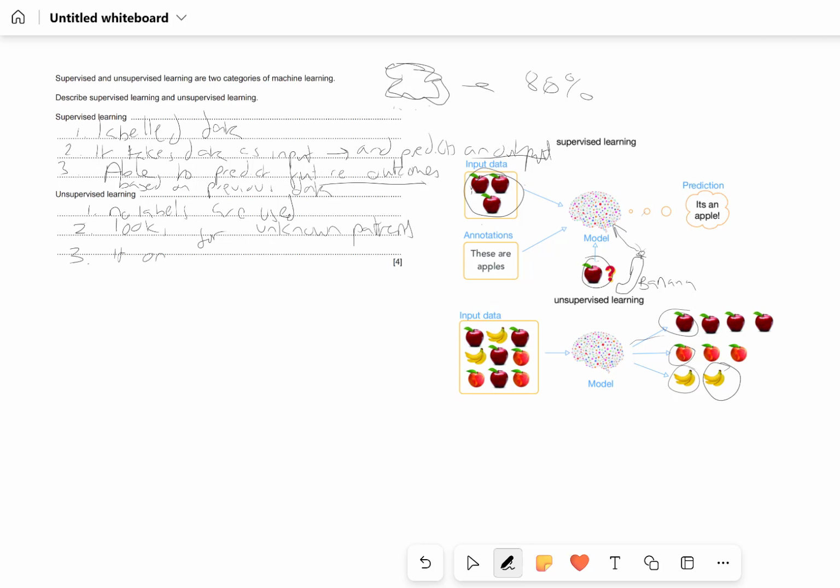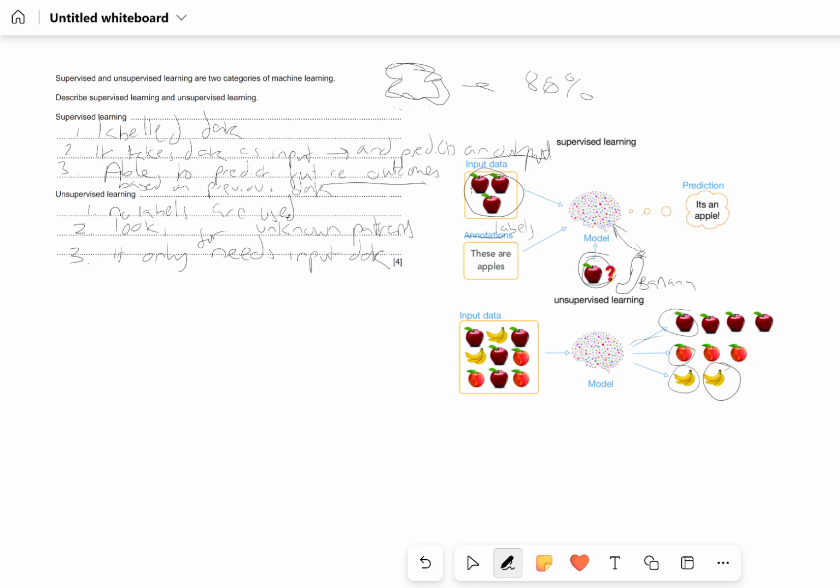It only needs the input data to work. Supervised needs the labels, this should be labeled, not annotation, it needs the labels and the input data. In unsupervised, it just needs the picture, the input data, it doesn't need any labels. So there are your three things about unsupervised. No labels are used, it looks for unknown patterns, it only needs input data. Whilst supervised, it's labeled data, it takes in your inputs and the label, and it's able to make predictions and an output. It's also able to learn from previous experiences and to make predictions of the future, like future outcomes.